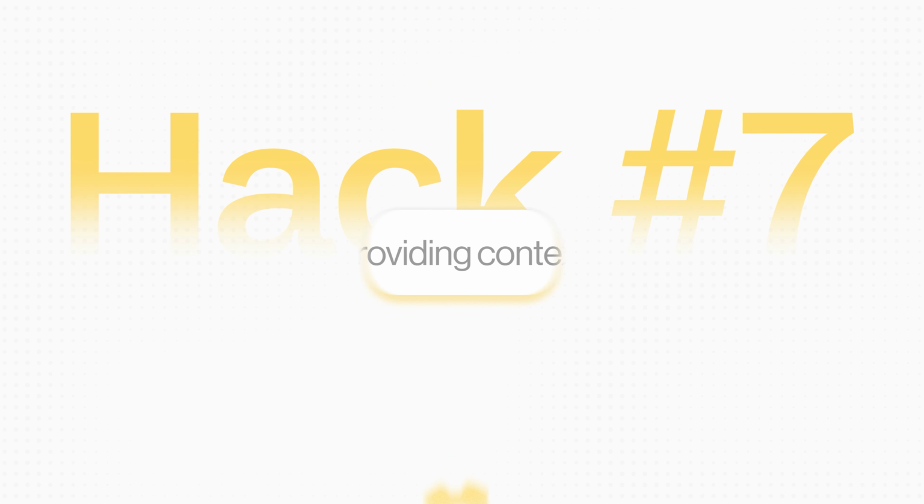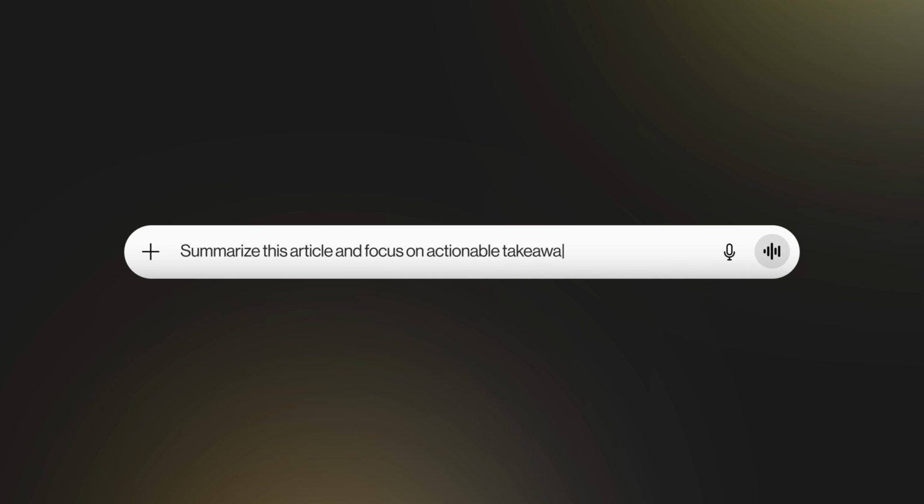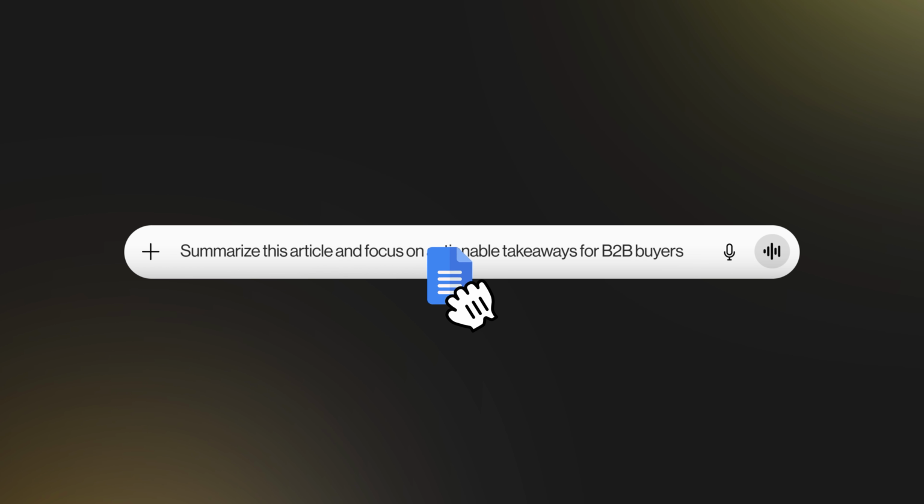Hack number 7, providing context. I know this piggybacks on what I was just showing you, but there's one little detail I want to add. It matters where you leave the context in the prompt. So a bad example would be summarize this article and focus on actionable takeaways for B2B buyers, and then you put the 2,000 word article that you want to summarize. And here's the problem. Some LLMs prioritize what comes last.